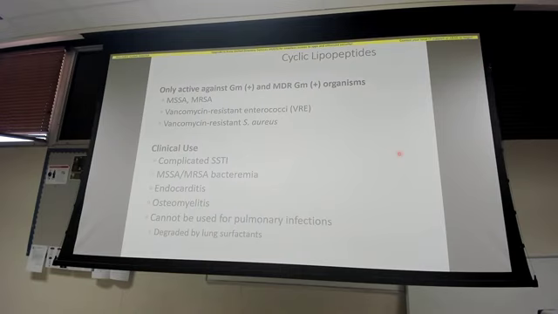Our uses: SSTIs, MRSA, any type of MRSA infection, your endocarditis, osteomyelitis, remember the bones, all of our more serious things. Why can I not use it for my lung infections? I'm inactivated by those lung surfactants, okay? So that ties into that adverse effect that we saw of the accumulation. So no lung types of diseases can we use this for. Any of our pulmonary infections, it can't get to the site of infection, and if I can't get to the site of infection, I'm not going to be effective there.